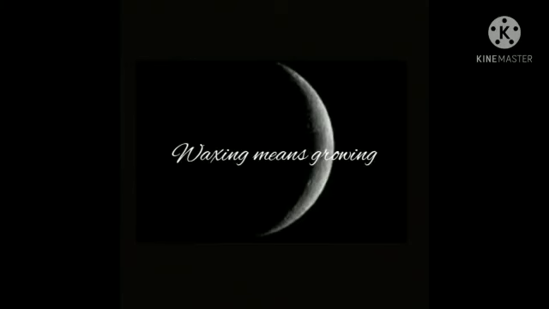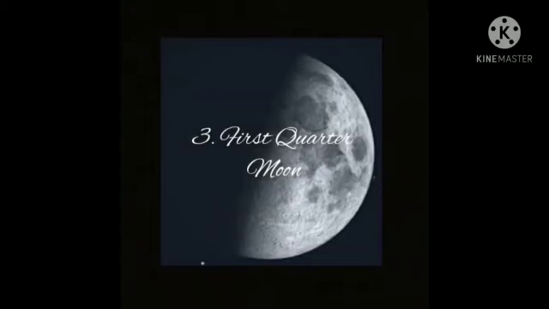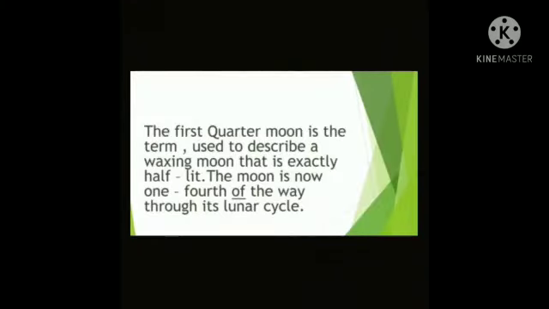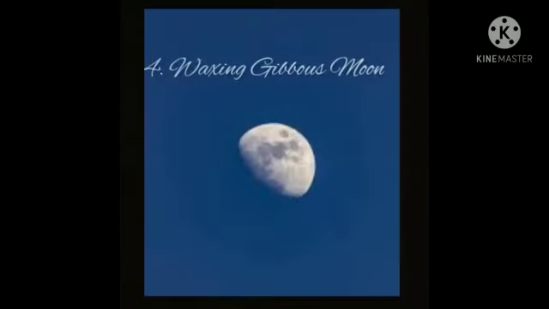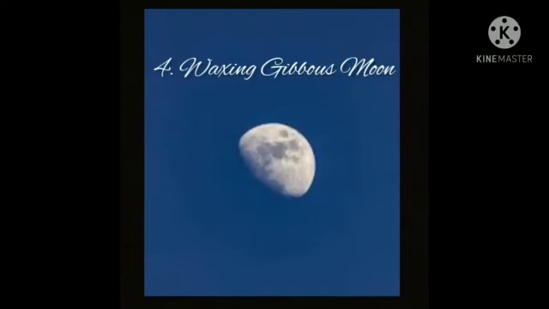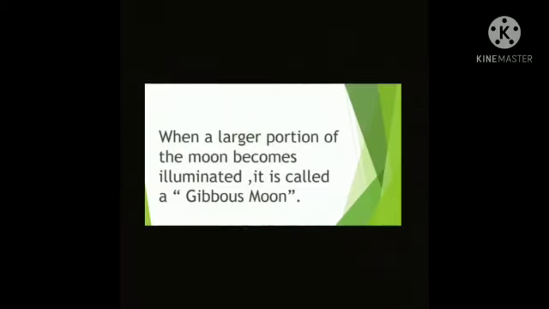Next phase is first quarter moon. The first quarter moon is the term used to describe a waxing moon that is exactly half lit. The moon is now 1/4 of the way through its lunar cycle. Next, waxing gibbous moon. When a larger portion of the moon becomes illuminated, it is called a gibbous moon.